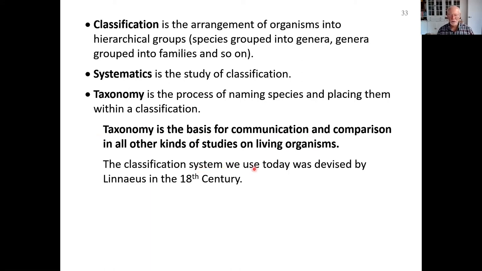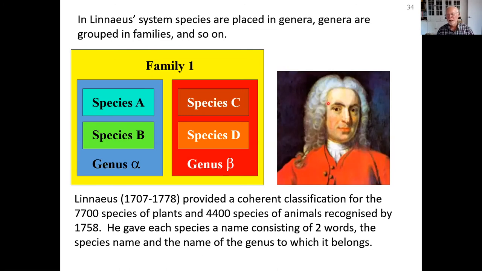The classification system we use today was devised by Linnaeus in the 18th century. Hence we call it the Linnaean system. Linnaeus was an interesting character. I don't have time to tell you more about him, but he was a Swedish nobleman, a well-off gentleman of leisure whose interest was natural history. He was the one who proposed this nested system. Nested because species A and species B might be nested in genus Alpha. Species C and species D might be nested within genus Beta. And genus Alpha and Beta, in turn, are nested within family Gamma, family whatever.